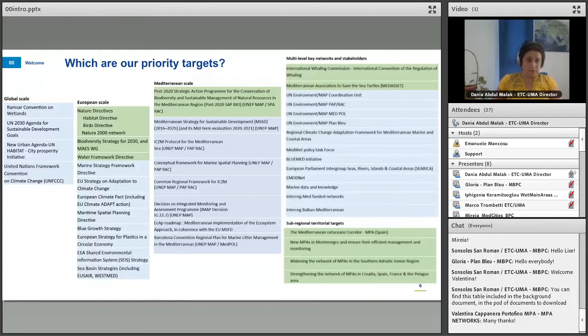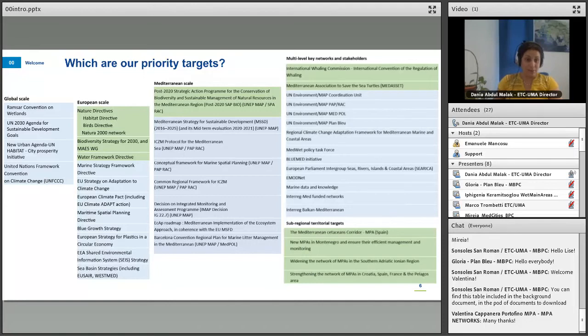I think that was, in terms of content, what I wanted to share with you. Sorry, it's a bit quick, but I think all this material is in a way also reflected in the background document that you have received, and they will be more clearly discussed later on.